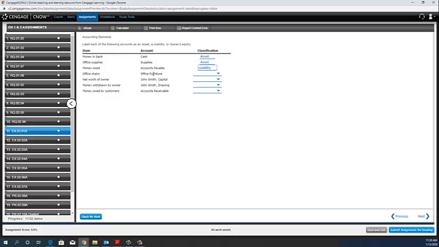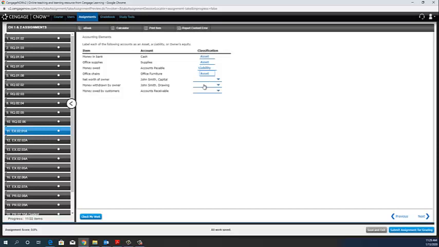Office chairs. Okay, so office chairs are also an asset because we are going to use those chairs over and over and into the future. We're not going to just use them up and then they'll be gone, and then we'll buy some more. They're an asset because they will continue to be used and provide benefit in the future.